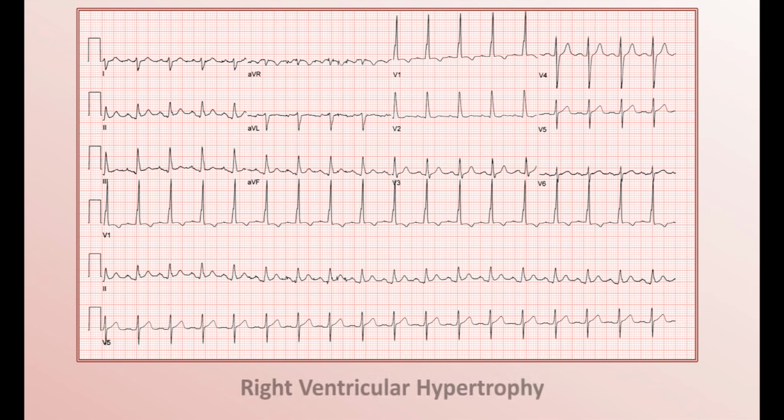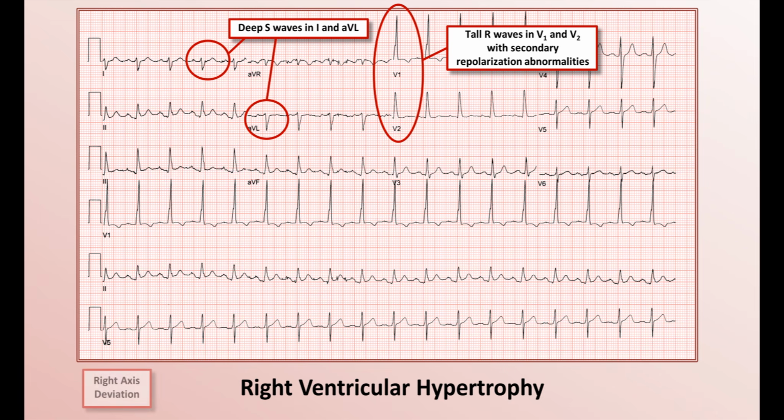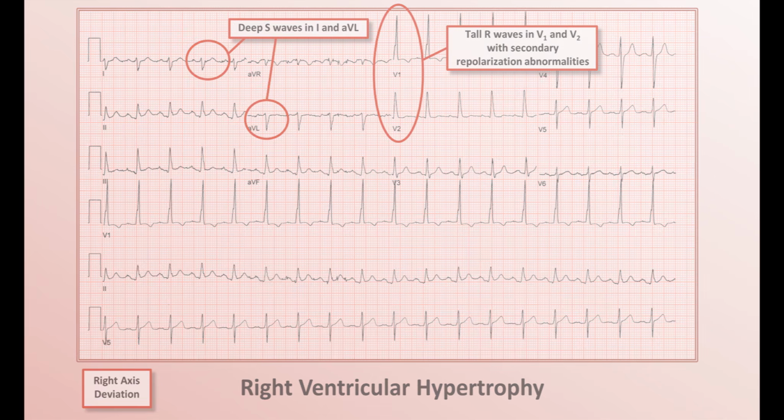This is right ventricular hypertrophy. We see the tall R waves in V1 and V2, with a mild T wave inversion in V1. In 1 and AVL, we see relatively prominent S waves. Finally, there is right axis deviation. The axis in this case is probably about positive 120.